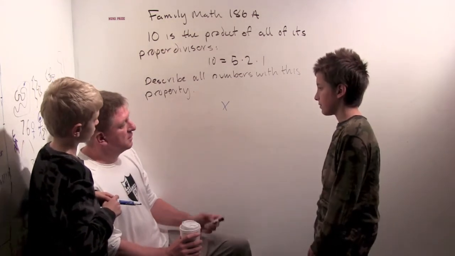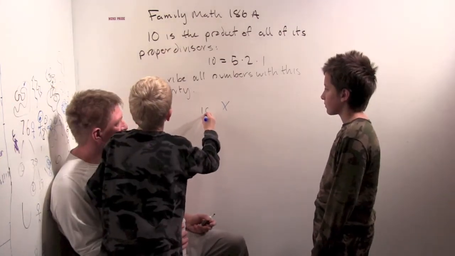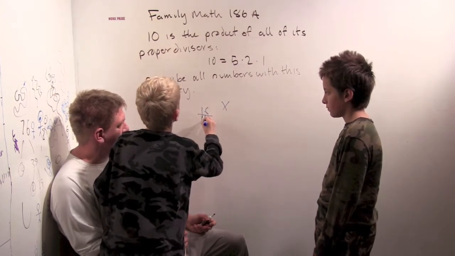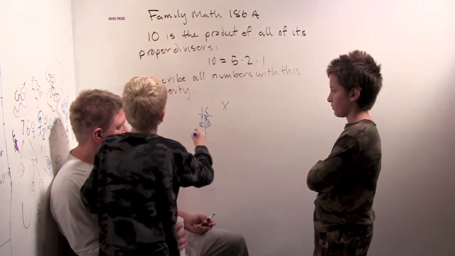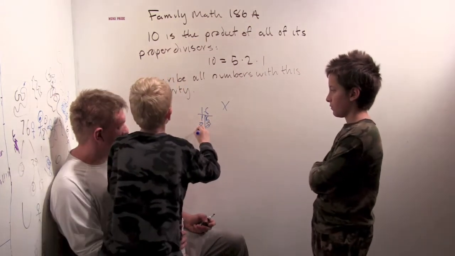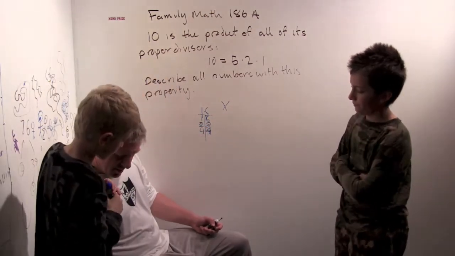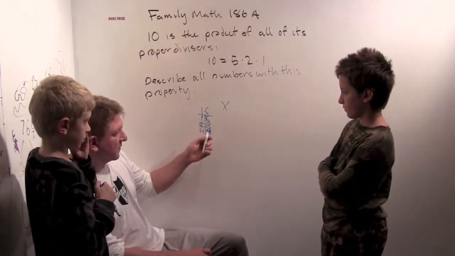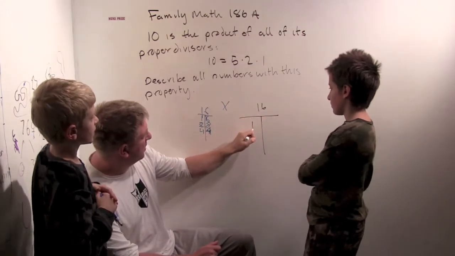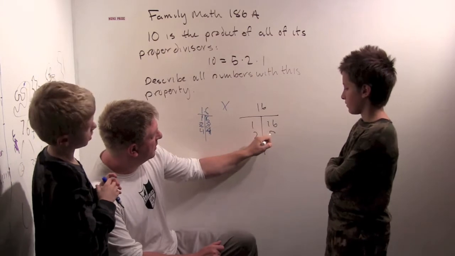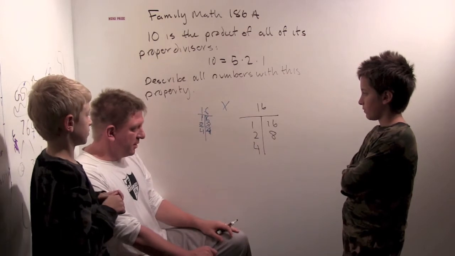Well, 16. You want to write the divisors of 16? Go ahead. 16 is 1 and 16, 2 and 8, and 4 and 4. Good. I'll write it a tiny bit bigger so we can see it on the camera. So 16 is 1 and 16, 2 and 8, and then 4. But we already wrote 4, so we're not going to write it again.